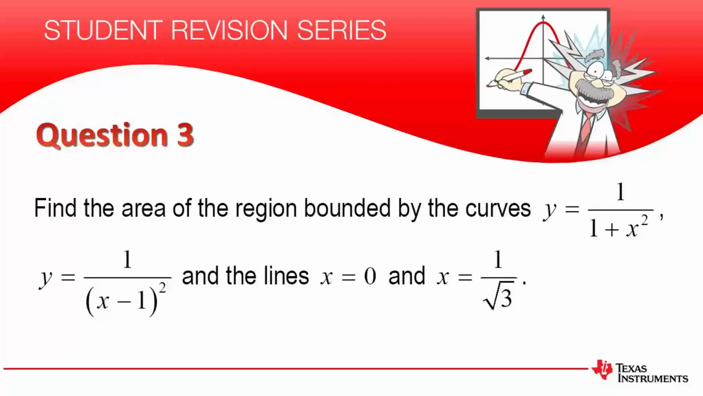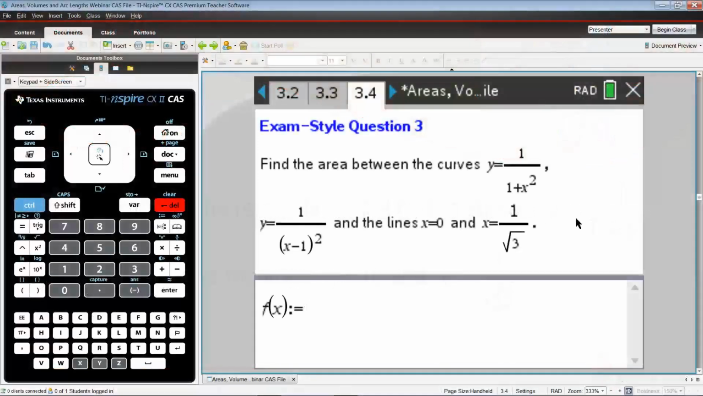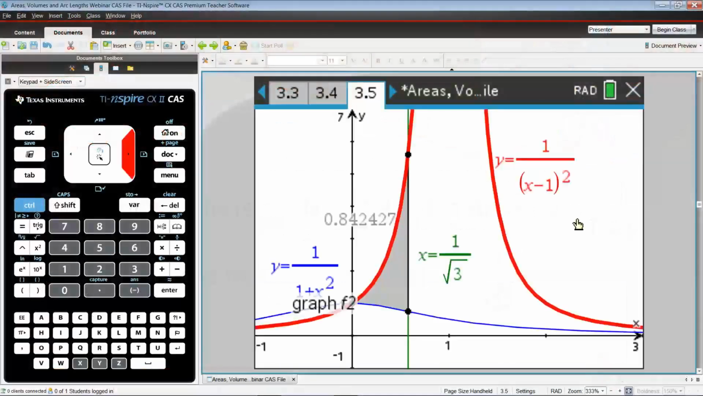Okay, so here we are. Let's look at the area between the curves y equals 1 on 1 plus x squared, y equals 1 over x minus 1 squared, and the lines x equals 0 and x equals 1 on root 3. So before I go and define what f of x and g of x are, what we might do is just have a look at the graph. Let's have a look at the visual representation of the region we're talking about.